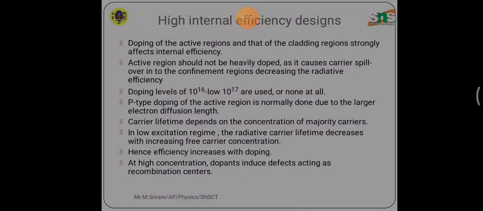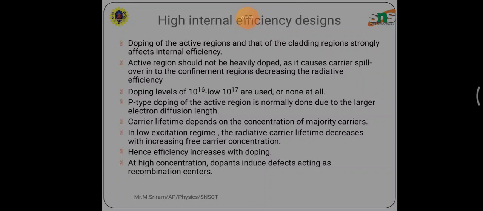And in high internal efficiency designs, doping of the active region and that of the cladding region strongly affects internal efficiency. So therefore the active region should not be heavily doped, as it causes carrier spillover into the confinement regions, decreasing the radiative efficiency. So doping levels of 10 power 16 or low 10 power 17 are used, or none at all. So p-type doping of the active region is normally done due to the larger electron diffusion length.